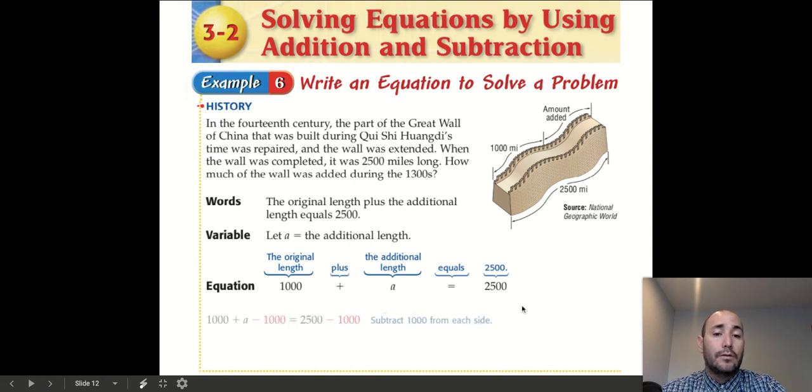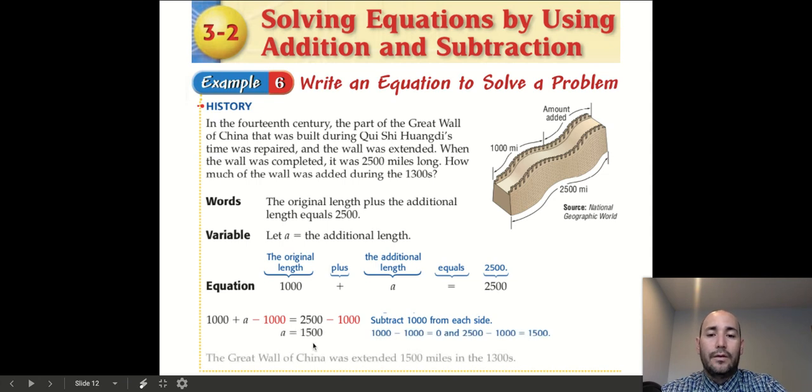Again, I'm going to solve this equation by subtracting 1,000 from each side, because I'm trying to isolate this variable, right? So I've got to zero out, get rid of the 1,000. So I have to subtract 1,000 from both sides. That's going to leave me with A equals 1,500. So the Great Wall of China was extended by 1,500 miles during that second era, during the 1300s.